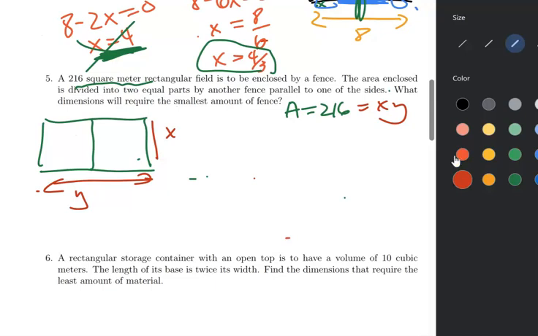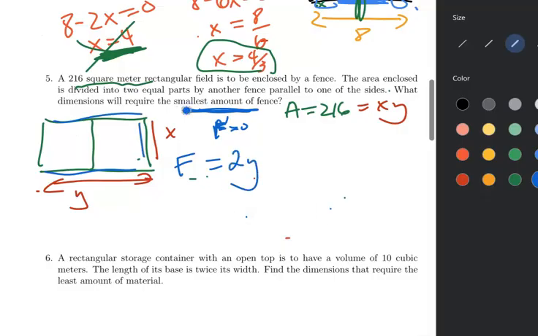So what are we trying to find? We're trying to find the smallest amount of fence. So again, that's going to be the perimeter. I'm going to be wanting to set the derivative equal to 0. So it's fine. It's not really perimeter, but let me call it fence. F for fence. Fencing. How much fencing will I have? Well, I'll have 2 y's and 3 x's.